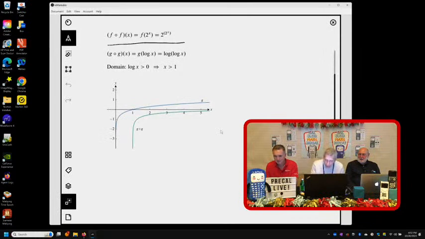Let's take a look at f circle f of x. Well, I didn't do anything here because we already did that one. We did that one up in part I, or I believe the first part of this problem. So we're not going to do that one again. But how about the log of x?